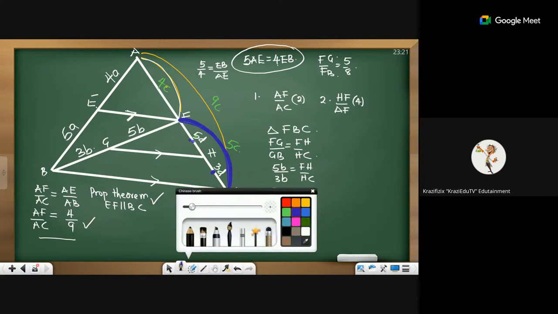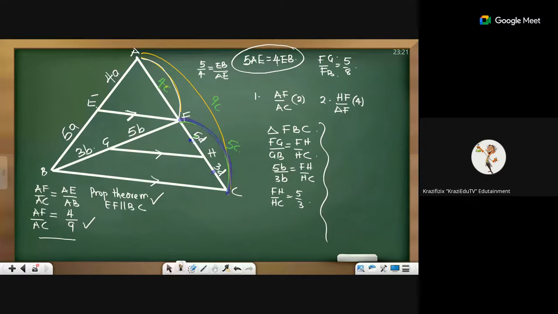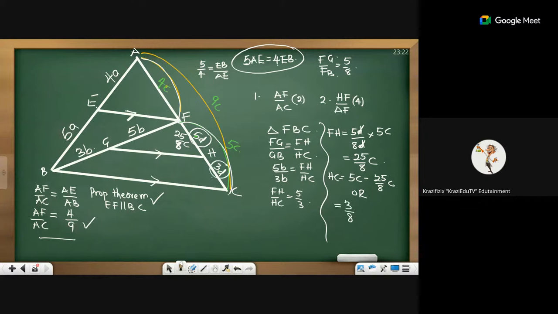5 to 3. We go back to grade A. For FH, the total ratio is 8, but that's how we do ratios: that portion over the total. Now, I could say 5C minus, or I could use my ratio. It's 3 over 8 because of the total length there.